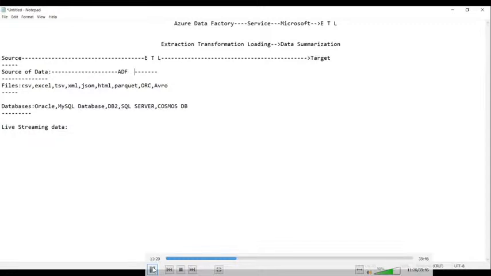We use ADF, that is called Azure Data Factory. Using this ADF, we perform the job of ETL, that is extraction, transformation, and loading. The data is loaded into the destination. The target can also be referred to as the destination. Okay, guys, clear everyone?